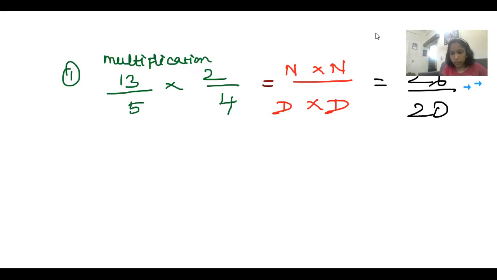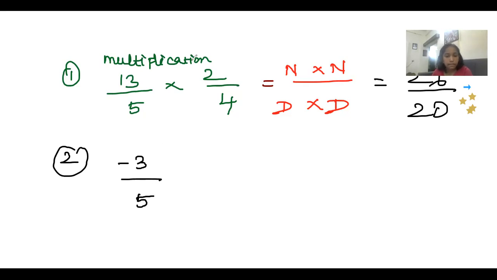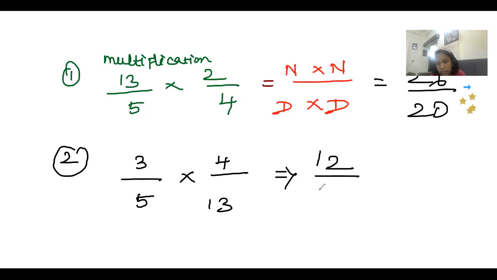Sorry. Where is the stars? I'll give you one more question. I don't want to confuse you with the negative signs. I'll teach you the negative numbers also. I'll make sure I cover all the basics. Can you tell me the answer for this? 12 by 65. Good. So you're good at multiplication tables. Very good.